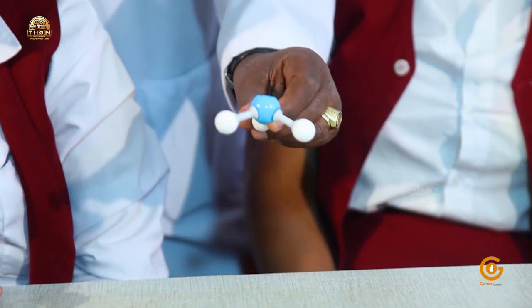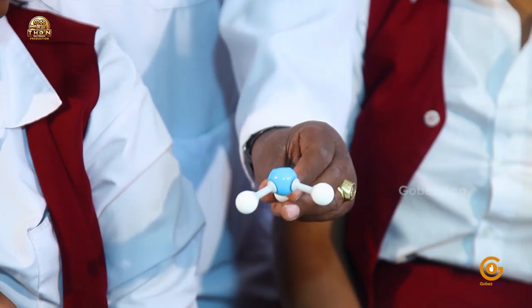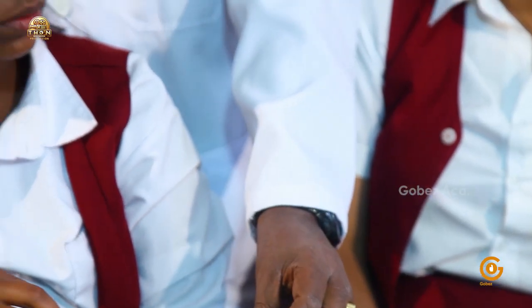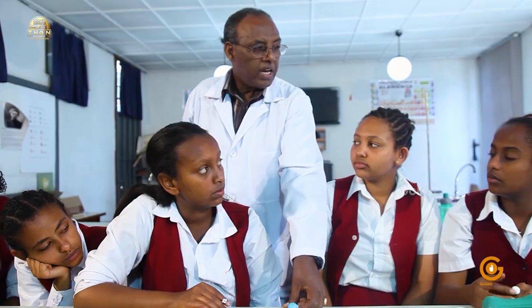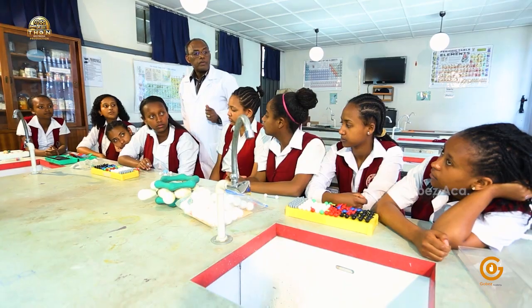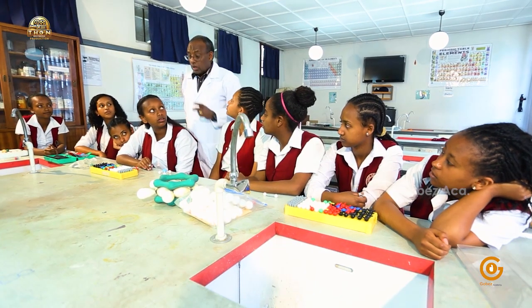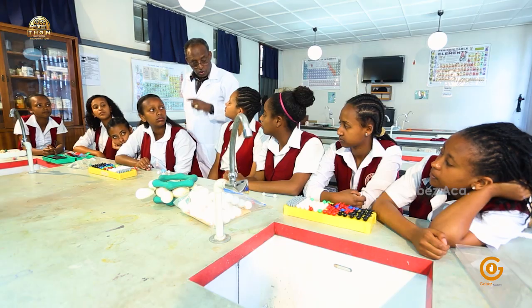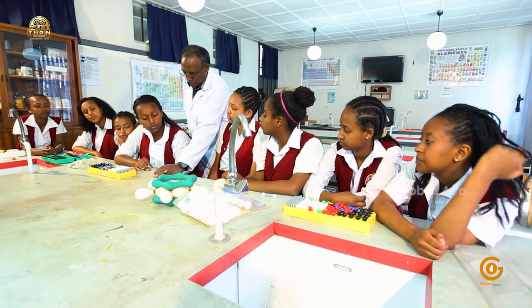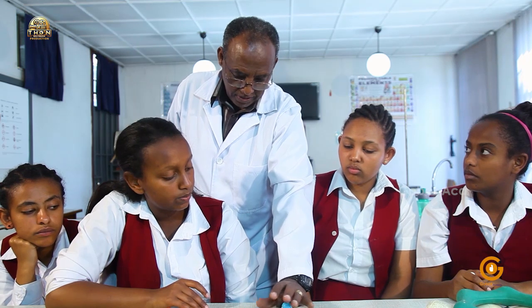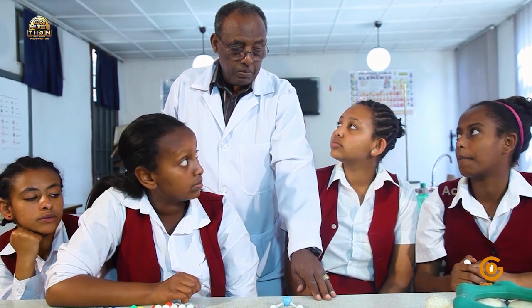So ammonia is polar. Would you think it dissolves in water? Yes, it does. How do we make ammonium hydroxide? By dissolving ammonia in water. Yes, you dissolve the gas ammonia in water. This is what? Basic or acidic? Basic. What makes it basic?